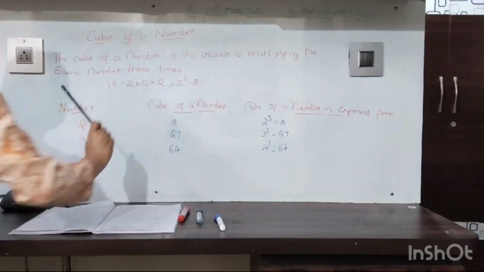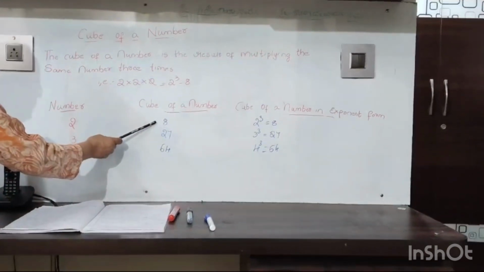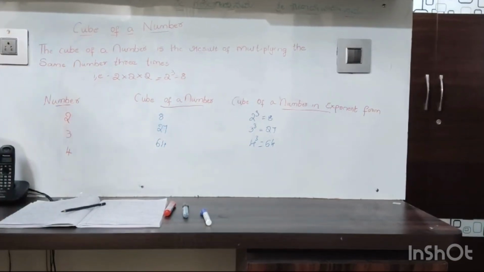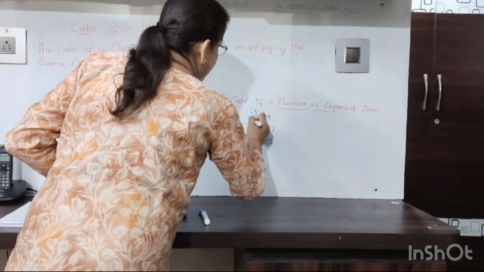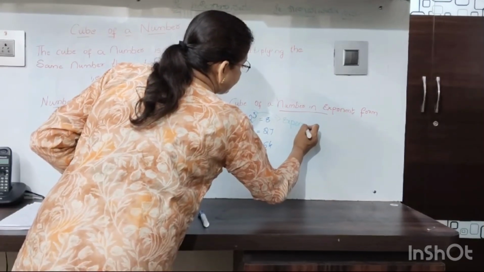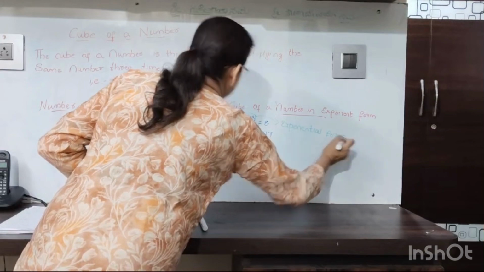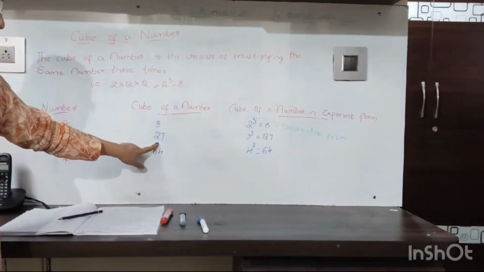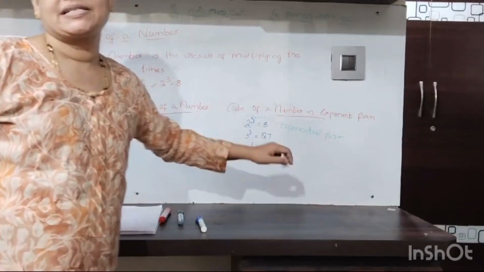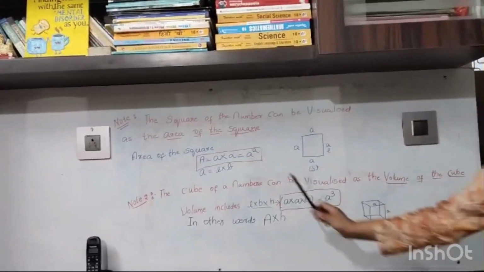Cube of the number in exponential form. 2 cube is 8. This is the exponential form. Understood, guys? So 3 cube is 27. 4 cube is 64. To understand this concept more clearly, here are a few points.